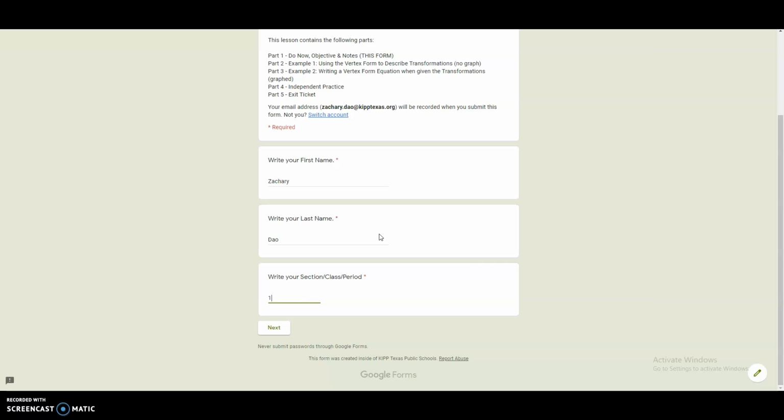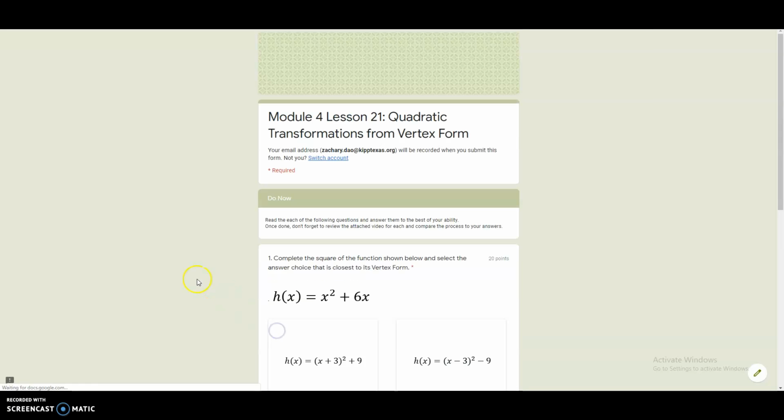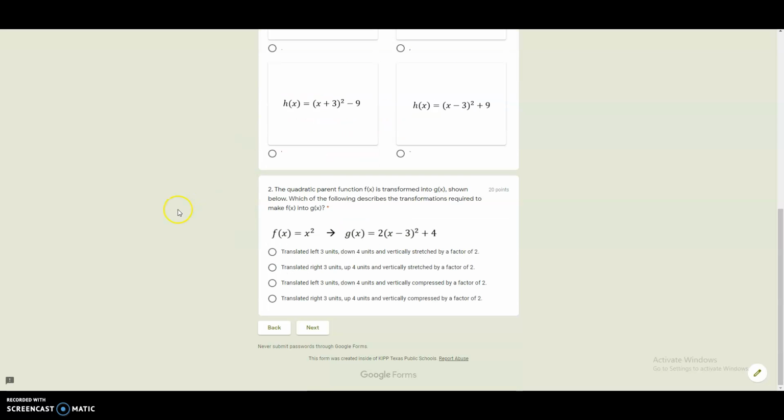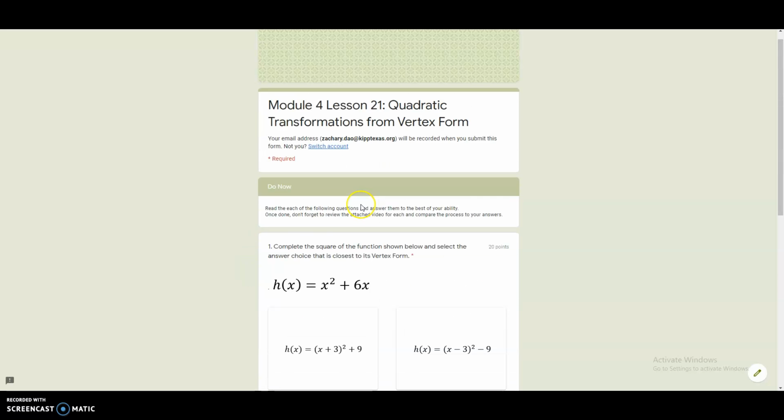Section, class, period, whatever period you're in. For me, whether that be 1, 3, 4, or 6, I don't know if you guys remember, but try to. If not, just enter in 1, okay? But if we hit next, you'll see that we have a due now, okay? And notice that we have multiple problems, and they are both multiple choice, okay?